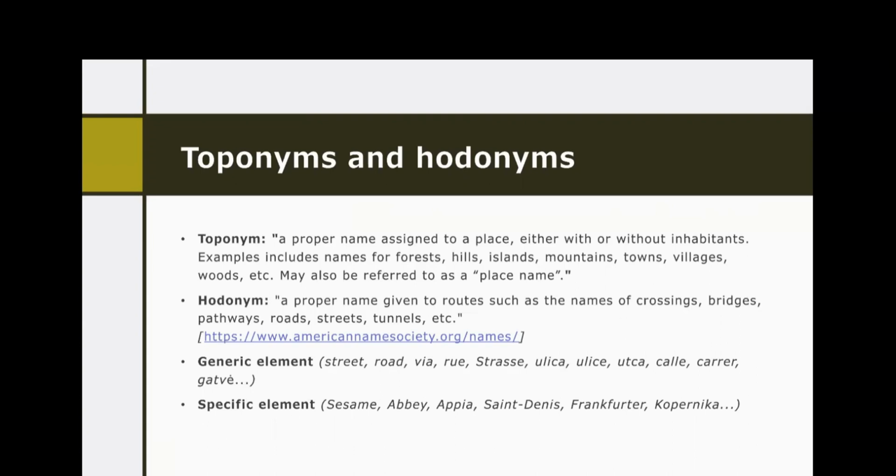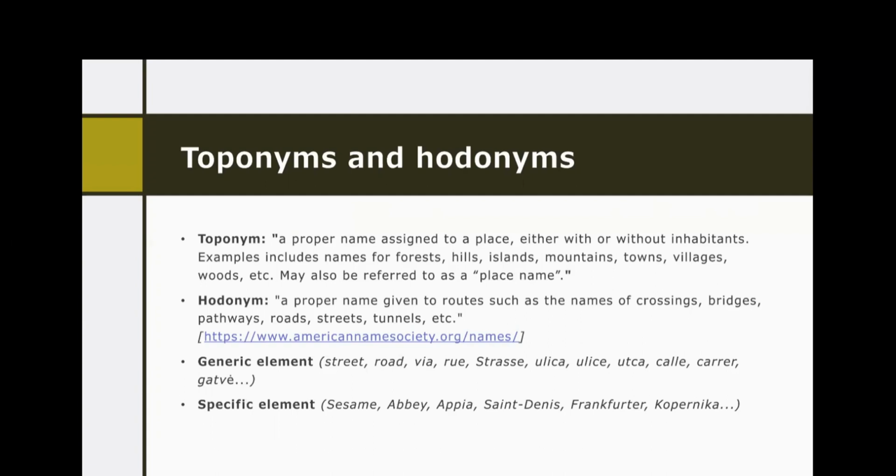The names of places, which are of interest to us now, are also called toponyms. Among them, there are hodonyms, or simply put, names of routes by whichever name they may come, or to put it differently, by whichever generic element. It could be a street, road, via, rue, Strasse, depending on its characteristics and also, of course, on the language. Typically in such names, there is also the specific element that tells us which street or alley it is, such as Sesame in Sesame Street, Abbey in Abbey Road, Appia in Via Appia, Saint-Denis in Rue Saint-Denis, Frankfurter in Frankfurter Strasse, and so on.